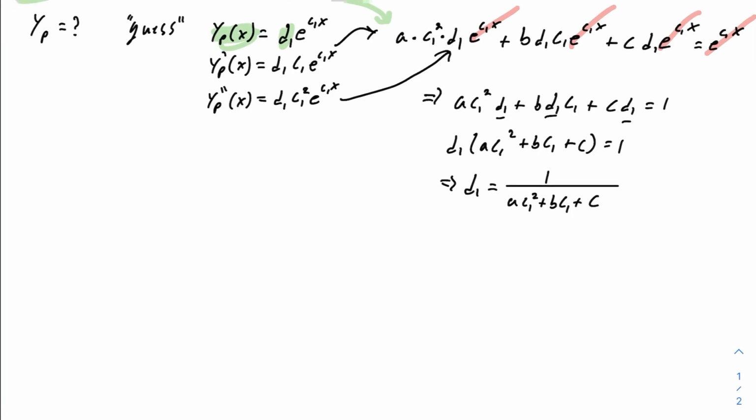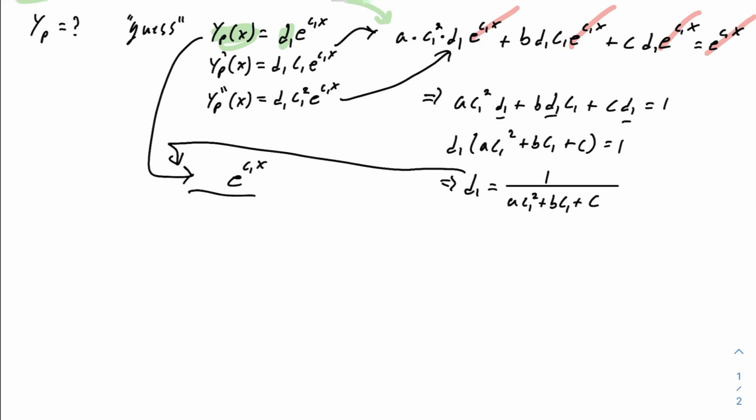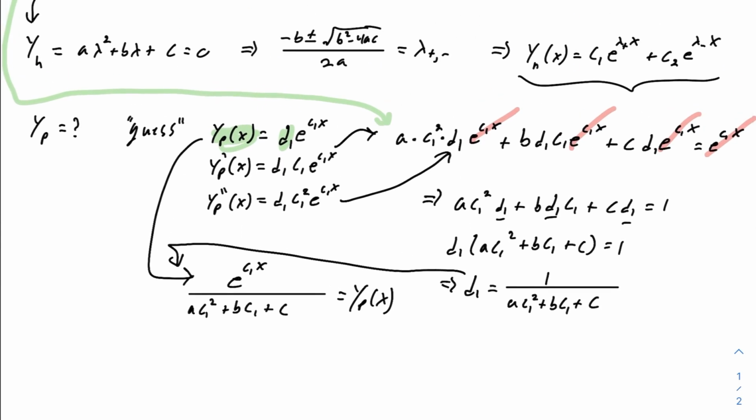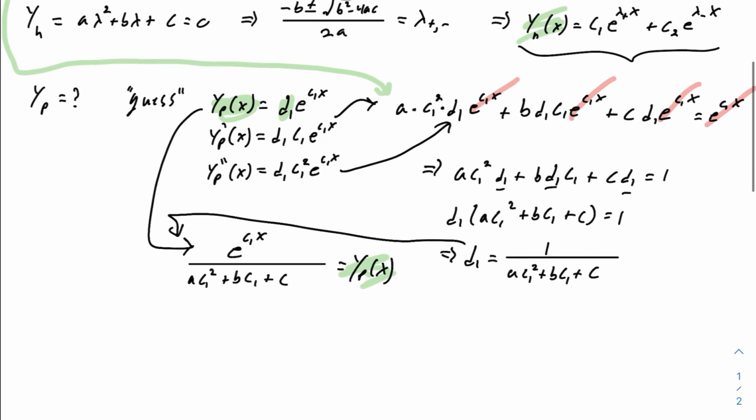So our particular solution uses both of these, and we get e c1 of x all over a c1 squared plus b c1 plus c equals y particular of x. So now we're pretty much done. All we need to do is combine our homogeneous solution with our particular solution, and we get the full solution.